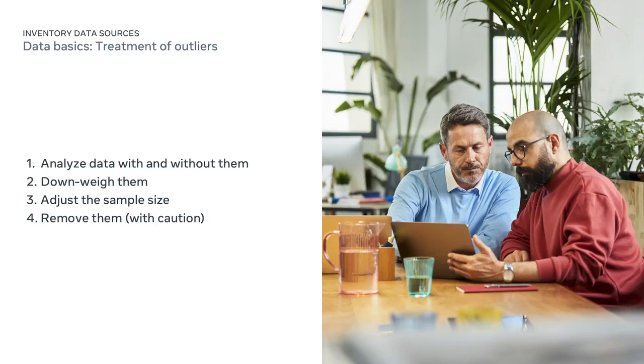Secondly, you might also downweigh the outlier in your analysis with a weighted average instead of a normal average. This gives the outlier less weight in your analysis.